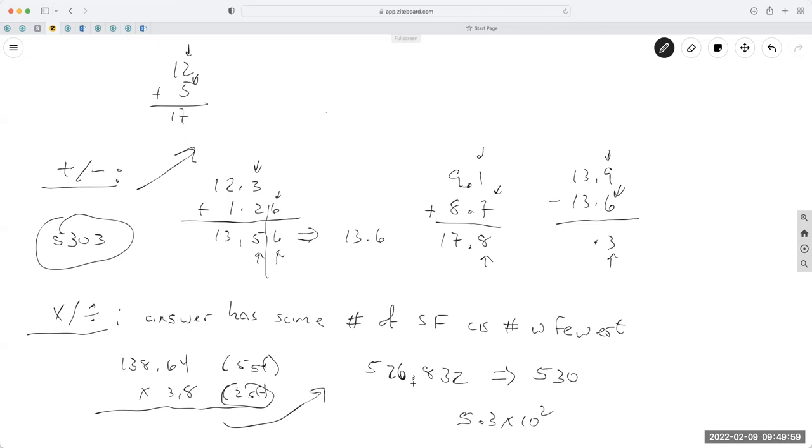So the 526.832 as written has six significant figures. But since we multiply by 3.8, which only has two significant figures, I have to round my answer to two sig figs. Oh, so that's why we have the 5.3, right? 5.3, right, exactly.